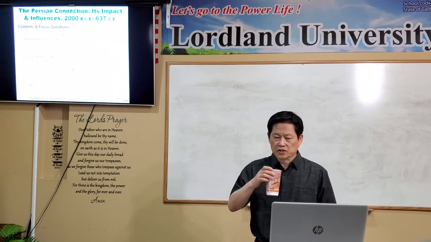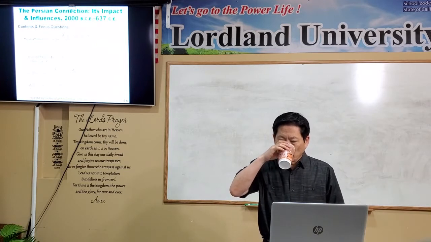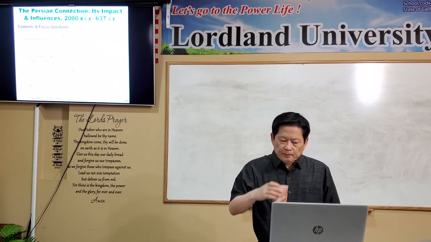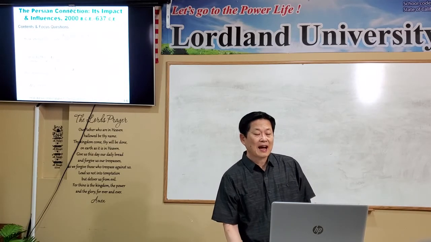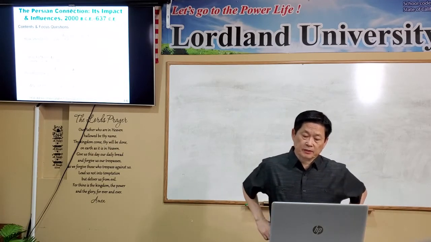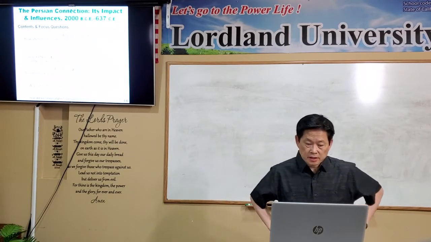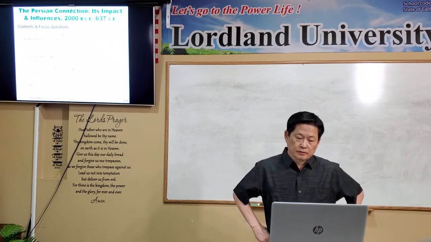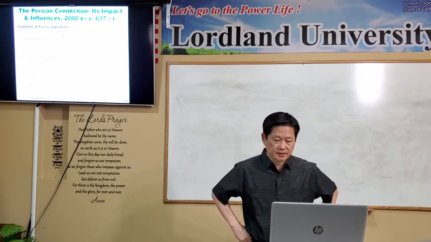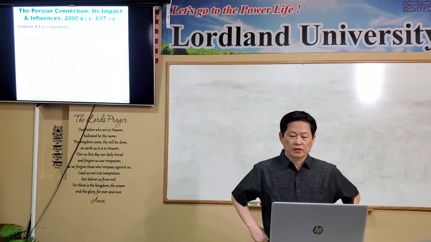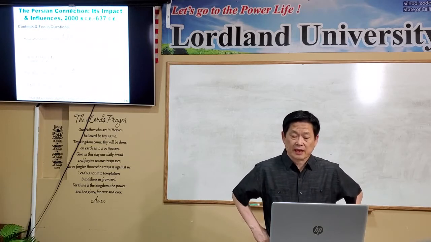Contents of this chapter. There are 5 contents in this chapter. Section 1, Persian Empire. Section 2, Persian governance and society.